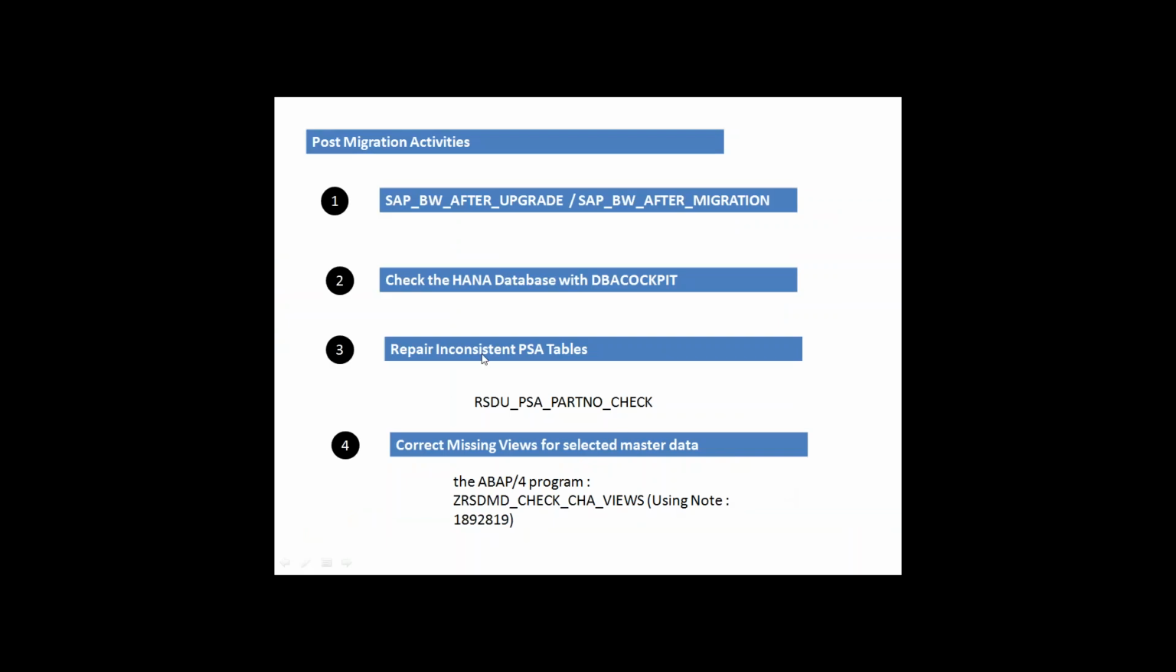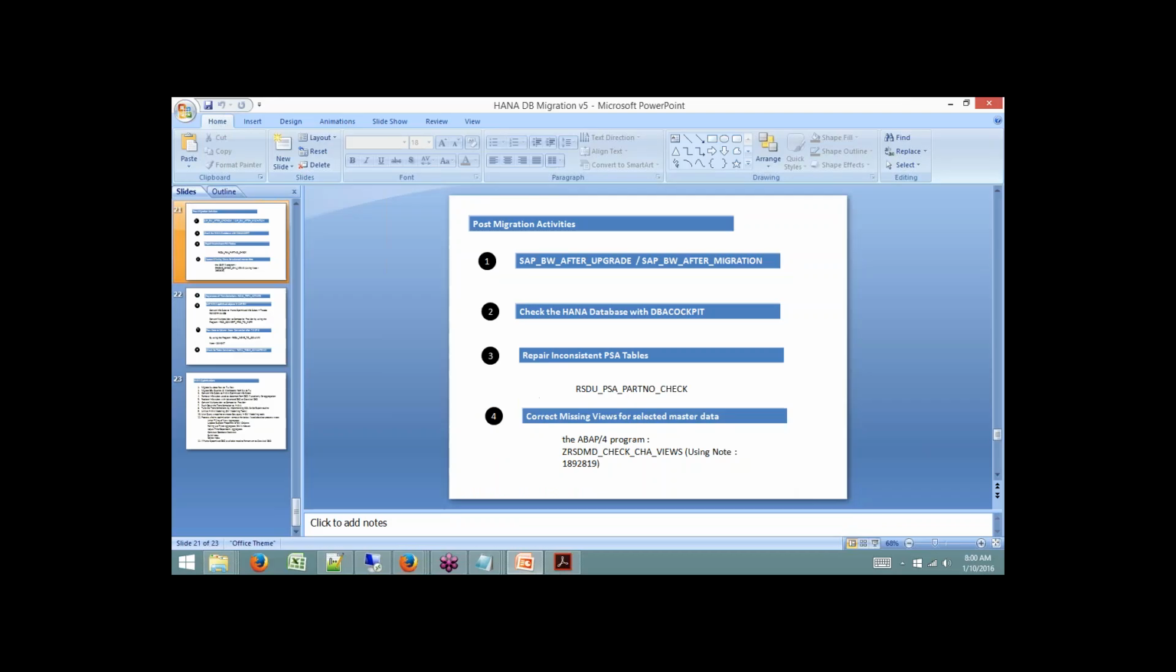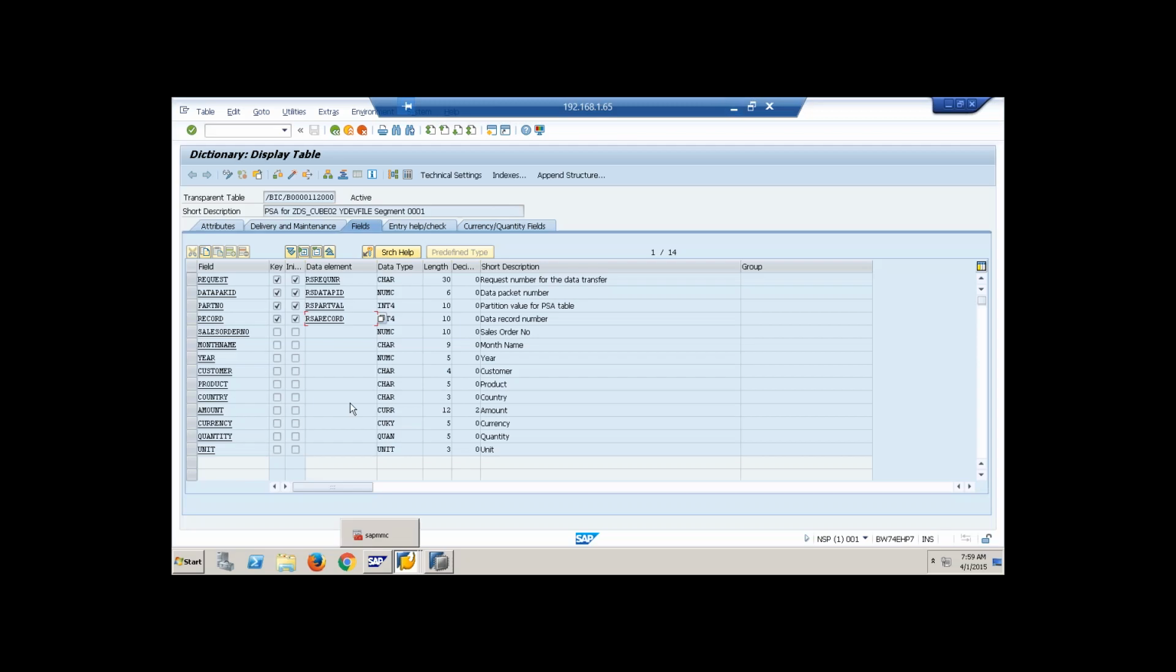So to correct all the PSA tables, if there's any inconsistency, we run the program RSDU_PSA_PART_NUMBER_CHECK. We use this program to correct all the inconsistencies in the PSA. Whatever inconsistency there is in all the PSA tables gets corrected by the program. This problem can also occur. Once it's migrated, I have this problem in my system, so the data is not recovered.